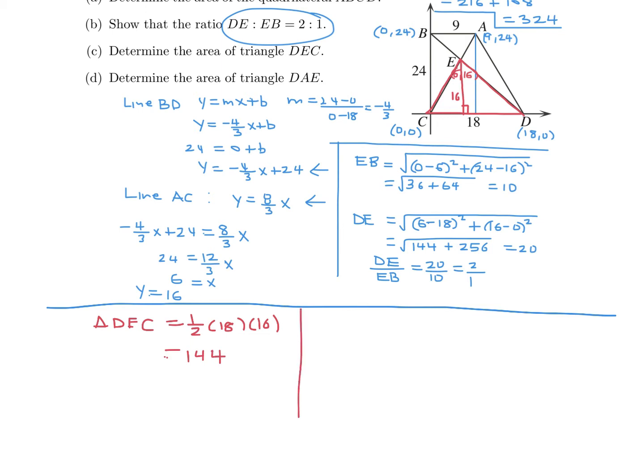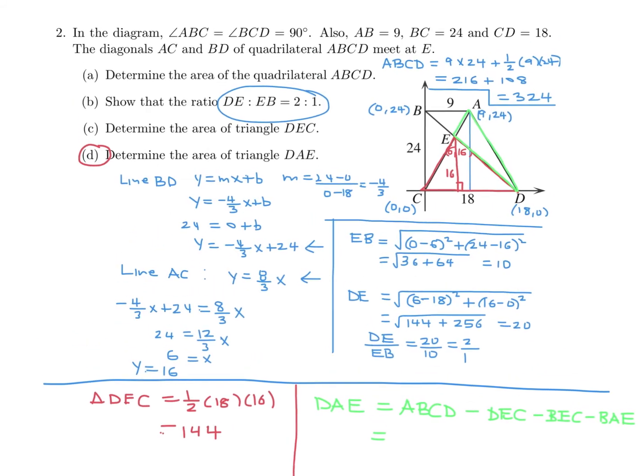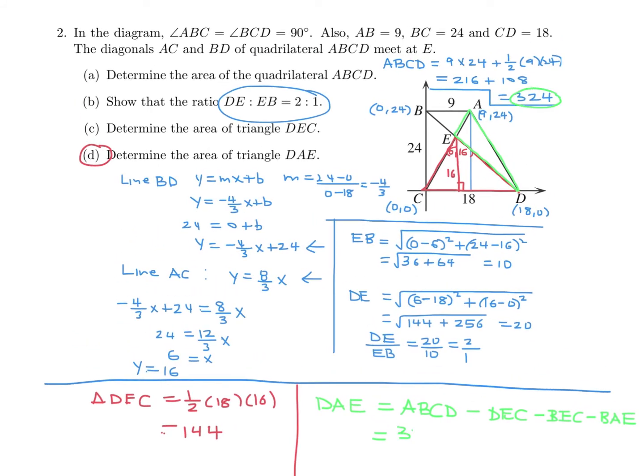And then finally, this one, determine the area of triangle DAE. DAE is this green guy. Okay, so DAE, I think we're going to have to use everything. So DAE is going to be the whole shape, which was ABCD. And then we're going to subtract DEC. And then we'll subtract BEC. And then we'll subtract the small guy upstairs, BAE. And that should leave me with just DAE. ABCD, we got, I think, in the very first part, right there, 324. DEC, we just got here, 144.